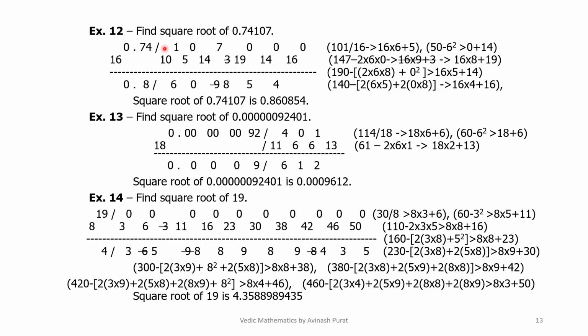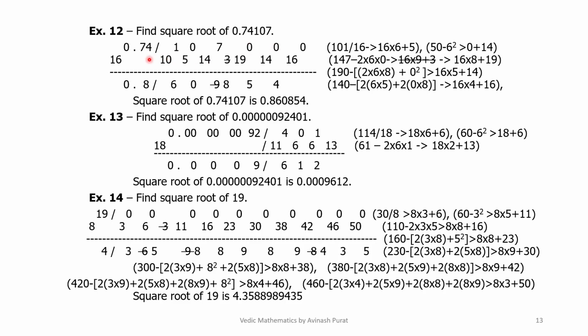Example 12, find the square root of 0.74107. The figure is less than 1. So there are three groups on the right side of the decimal point: 74, 10 and 7.